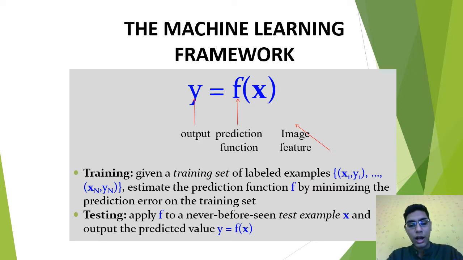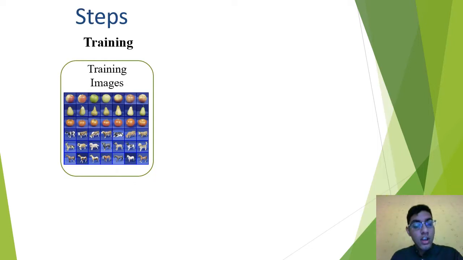So y will be the output, and during training we will be taking lots of images, and during testing we will be testing on another image which was not used in the training. That's why it is called a never before seen test. Further going on, now we will be seeing the steps of how this framework works.